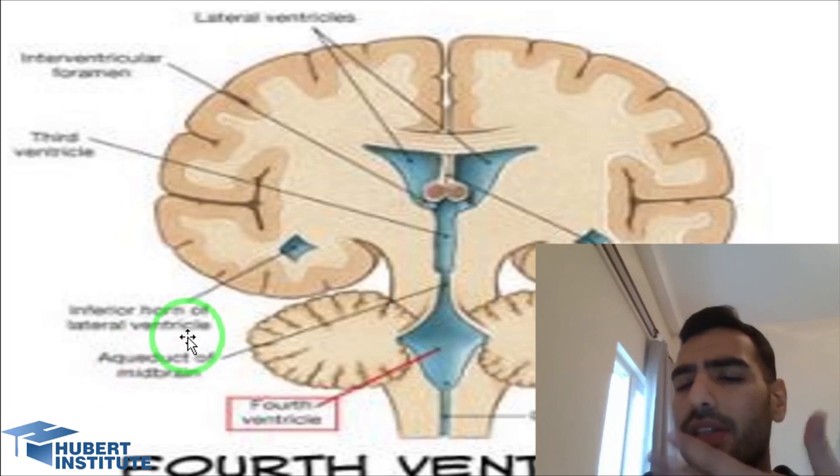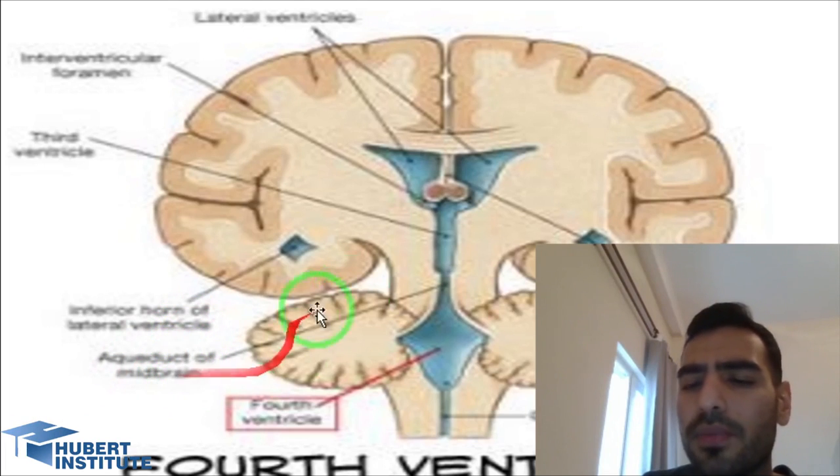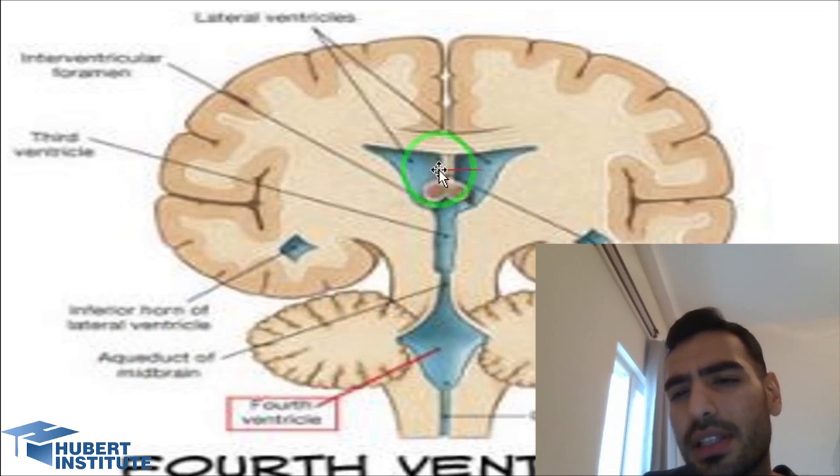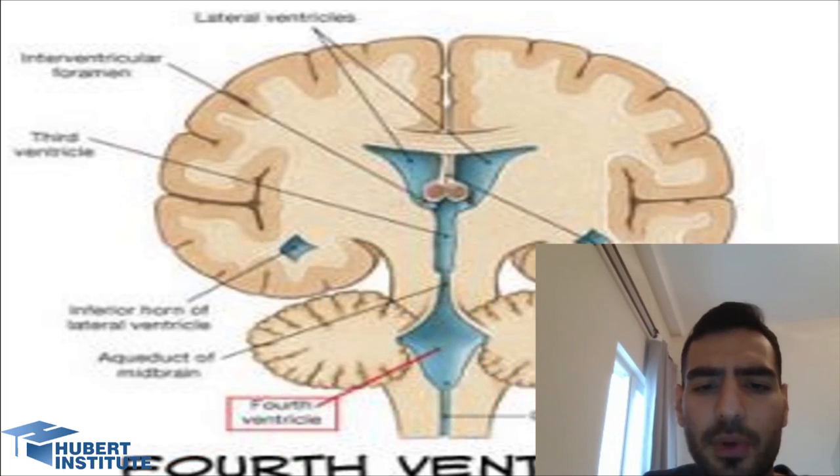This is another coronal view, 2D coronal view of the brain ventricles. You can see here lateral ventricle, third ventricle, inferior horns, and also fourth ventricle.